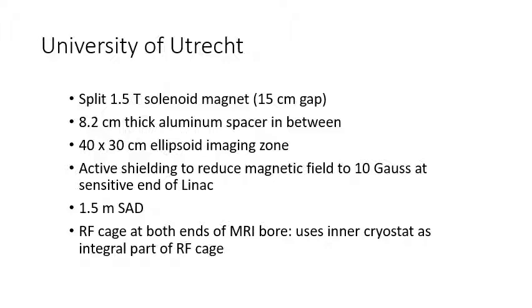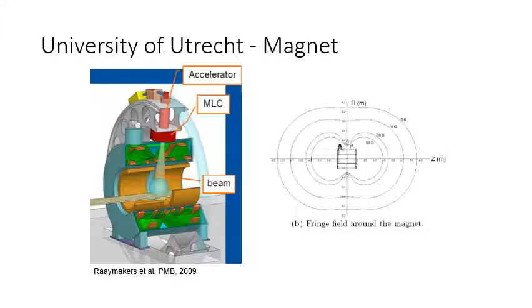It achieved a reasonably large 40 by 30 cm imaging zone and employed active magnetic shielding of the linear accelerator. It also used an innovative approach to the RF shield where the bore of the MRI unit became part of the RF cage. This diagram shows a schematic of the split MRI magnet and placement of the linear accelerator. The magnetic field of the MRI is also shown, showing where it is reduced, where the linear accelerator will be placed in order to avoid magnetic interference.